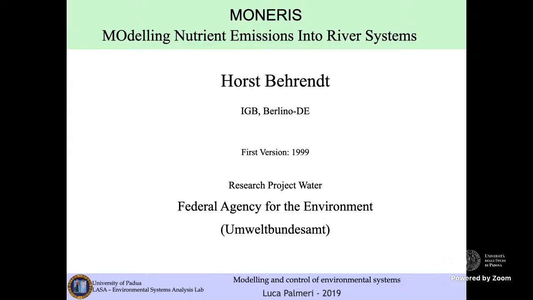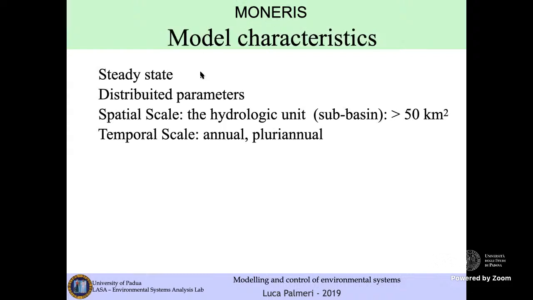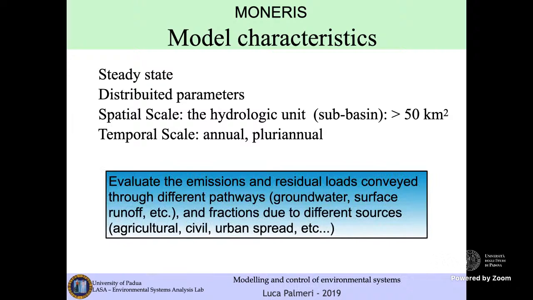We said that the unit in the Moneris model is the catchment or sub-catchment, and that once we implement this description, we shall end up with a steady state model with a distributed approach. This means that we change the parameters depending on the spatial position and depending on the time. The spatial scale, as we said, is the hydrological unit or sub-basin, larger than 50 square kilometers, so very large units, while the temporal scale is annual or pluriannual. The scope of this model on a landscape scale is that of evaluating nutrient emissions from complex river systems in order to evaluate how much is the impact of anthropic activities on a particular portion of land.